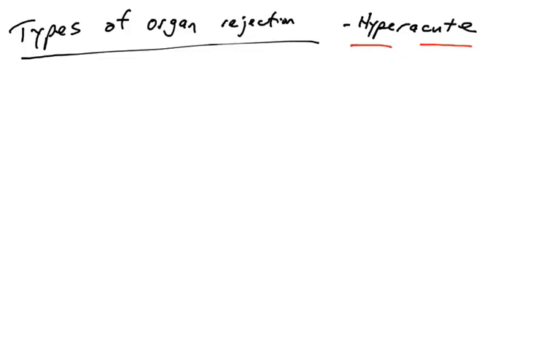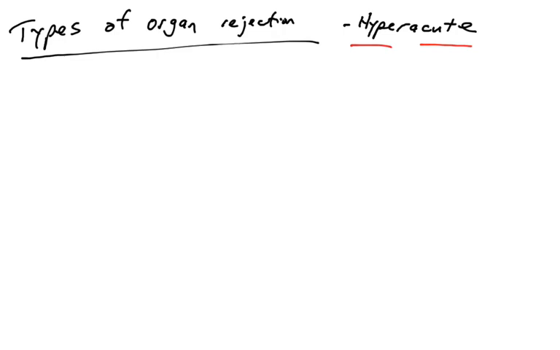Let's talk about the different types of organ rejection. This all depends on the recipient's immune system and how quickly they recognize an organ as foreign or non-self. Hyperacute rejection, by its name, sounds very quick.